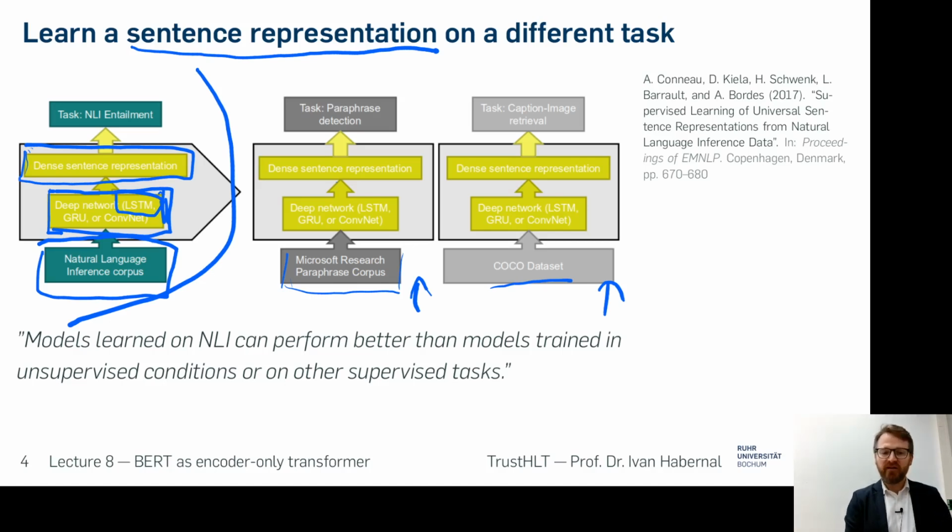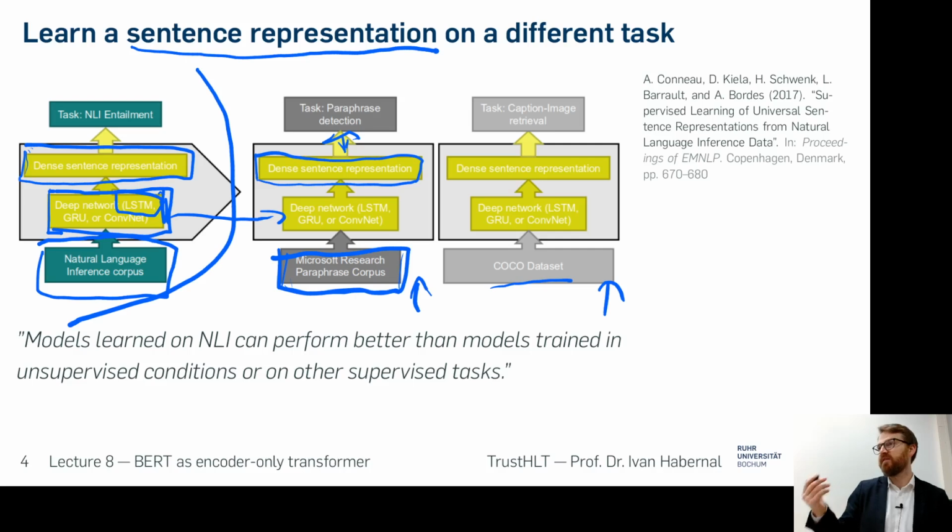Okay. And then you just take the network, plug it here, and train on another task, and it'll give you some other sentence representation for this task. But since it has been pre-trained to learn representations on other tasks, you learn a better representation, which is more generalizable. Does it answer your question? Okay, cool.